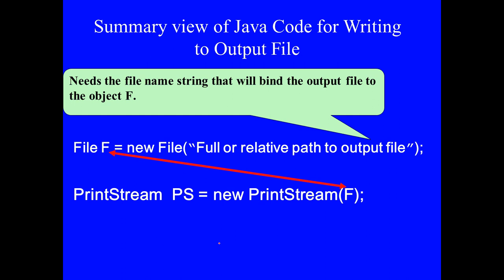Okay, this is the summary view of the Java code for writing to an output file. File f, new file, full or absolute or relative path to the output file, needs the file name string that will bind the output file to the object f, and then this object f is passed to the printstream constructor called new printstream f, and the object ps thus created can write to the output file using .println or .print or .printf that we'll see a little bit later.